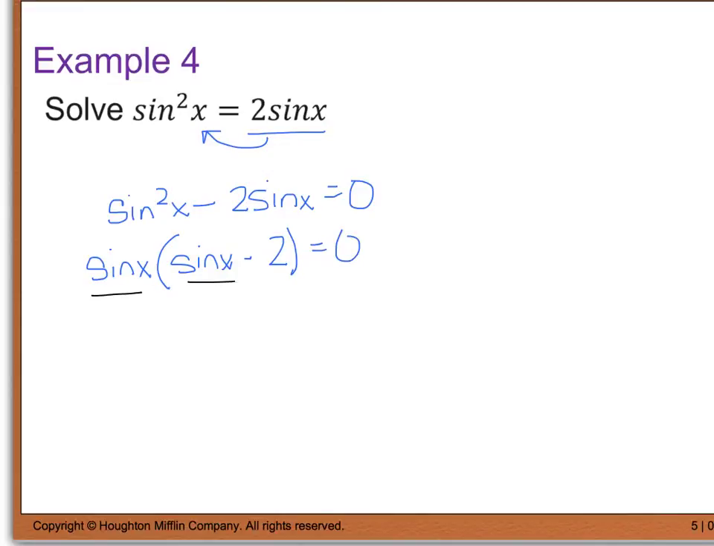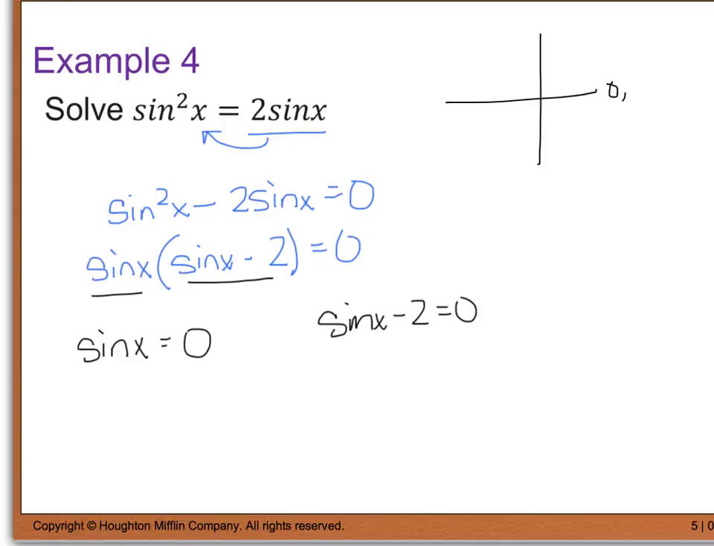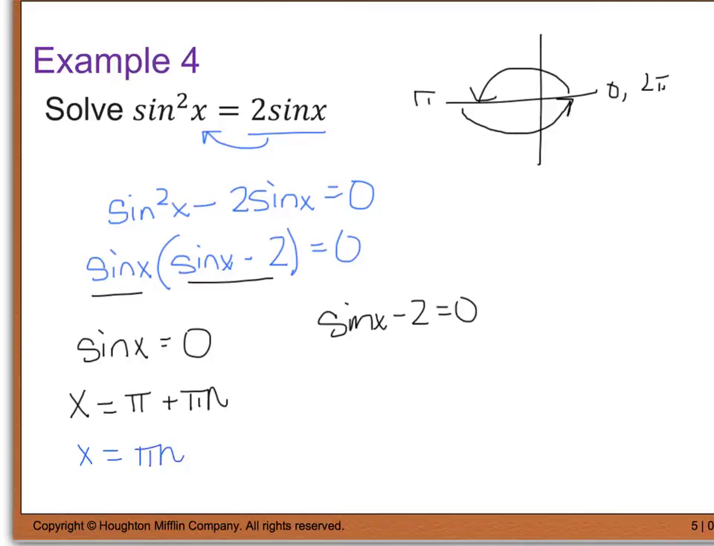Well, now I have two factors, and from my zero product property, I can take each factor and set it equal to 0. So I have sine x equals 0, and I have sine x minus 2 equals 0. Well, I know that sine x equals 0 at either 0, or we can call it 2 pi, doesn't matter, and pi. So if I start out at pi, I notice that pi and 2 pi are only off by an increment of pi. So I can say x equals pi plus pi n, or any increment of pi. Now, technically, we could consolidate that, and we could just write it as pi n. Either way, I'll accept it.